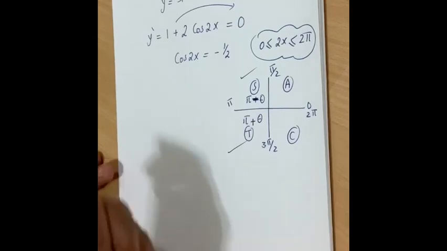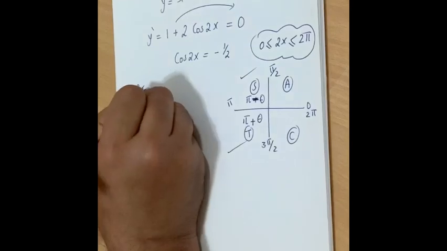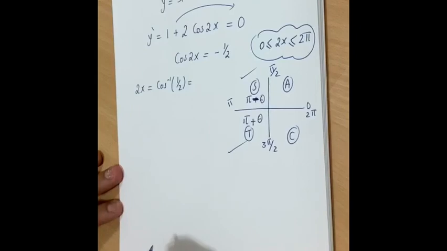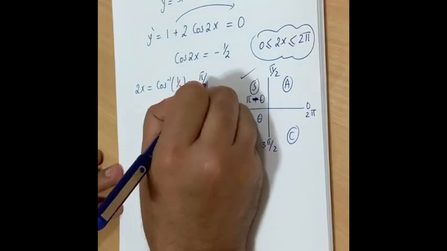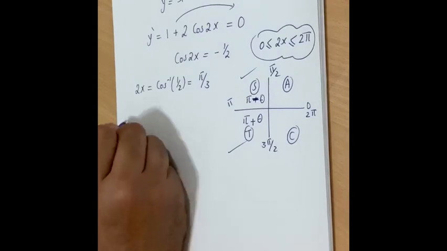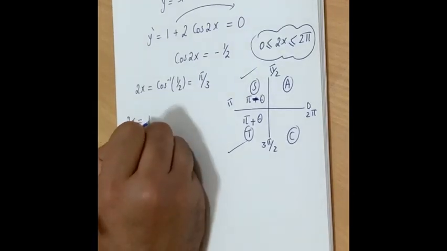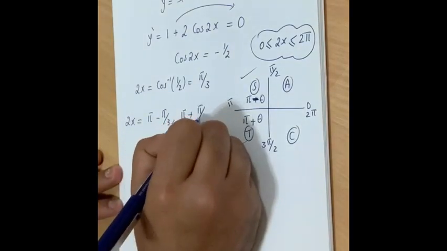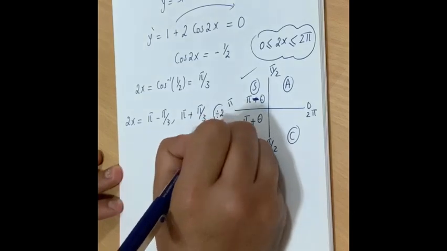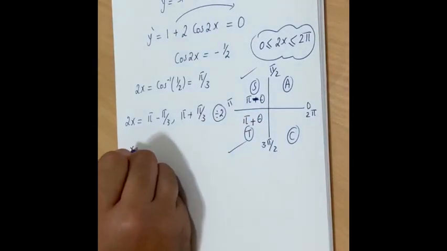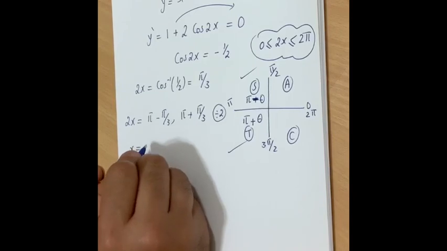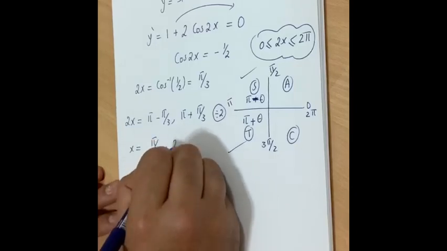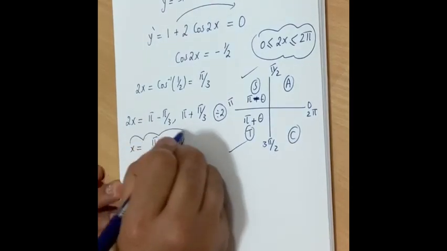Now we're going to find the angle. So 2x is equal to inverse cosine of half. Remember, you have to work only in positive. Inverse cosine of half is equal to pi over 3, which is 60. Then 2x equals pi minus pi over 3 and pi plus pi over 3. By dividing both sides by 2, x is equal to pi over 3 for this one, and 4 pi over 3 divided by 2 is 2 pi over 3. These are the x coordinates.